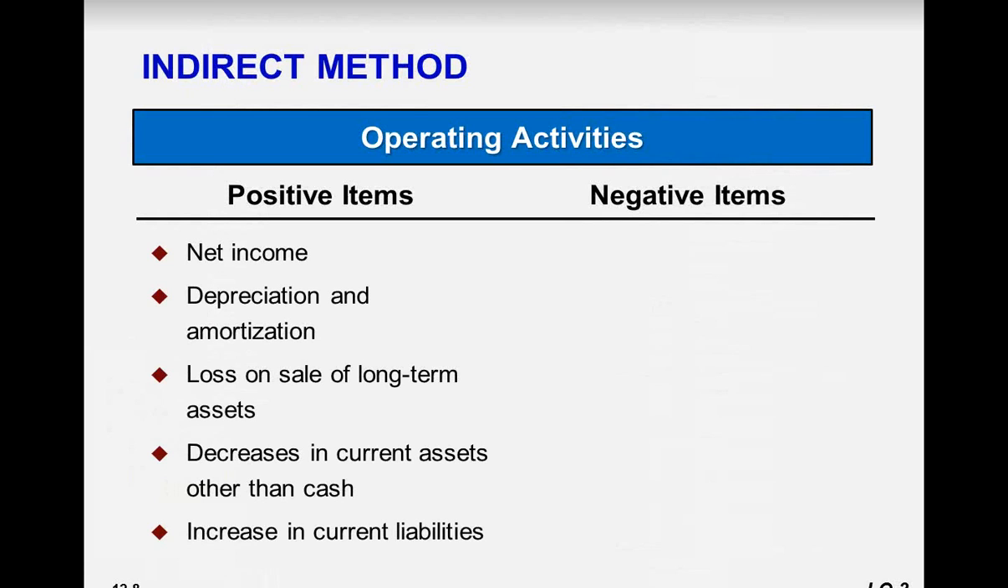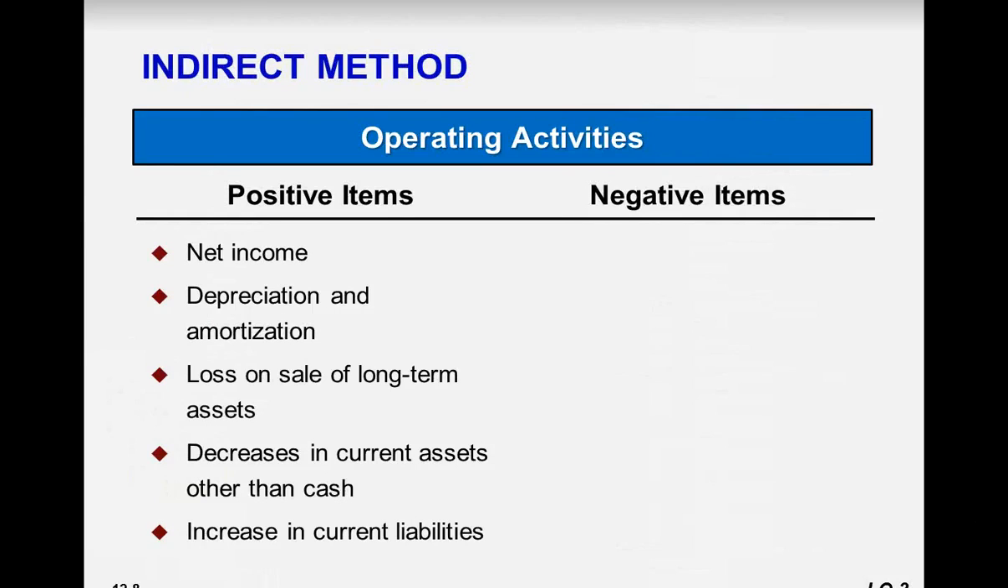Okay, when we're doing the indirect method, we want to make sure that we add the net income, we add the depreciation and amortization, we would add a loss on any long-term asset, we would add a decrease in current assets other than cash. So if I had a decrease from my beginning to ending balance in accounts receivable, inventory, prepaid expenses, supplies, any of those accounts that are current assets, if there's a decrease from what the beginning amount is and the ending amount is, then we would add that amount.